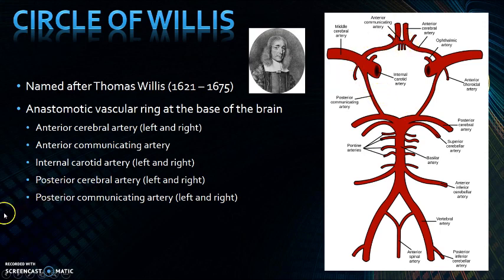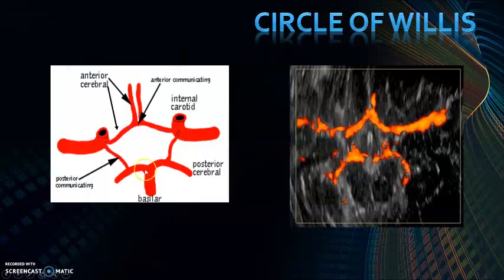Here's an underside view. So you have a transverse view looking from below. The internal carotid arteries will be coming in from below, and then it becomes the middle cerebral arteries and then the anterior cerebral arteries. Again, you have the anterior communicating or ACOM, the PCOM, and then the posterior cerebral arteries with the basilar right here.